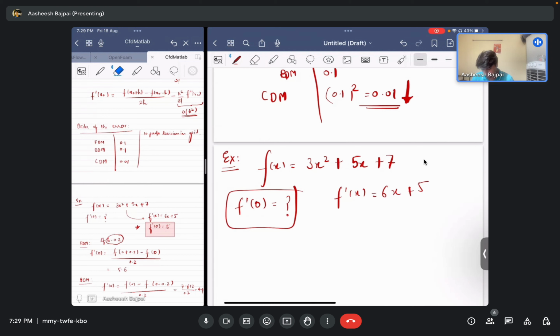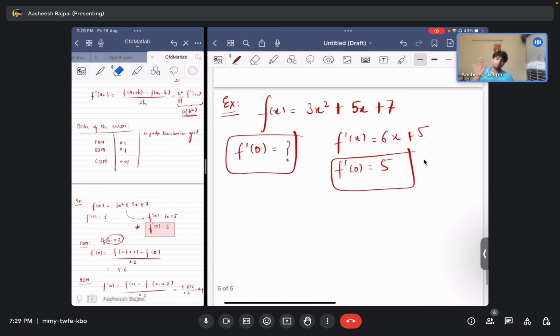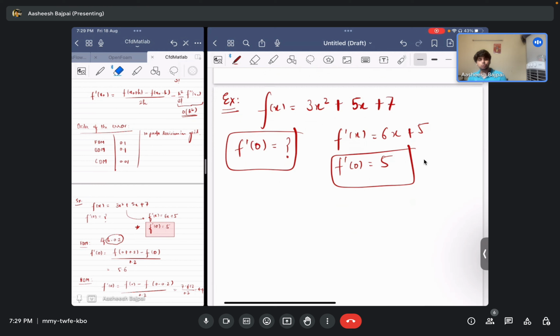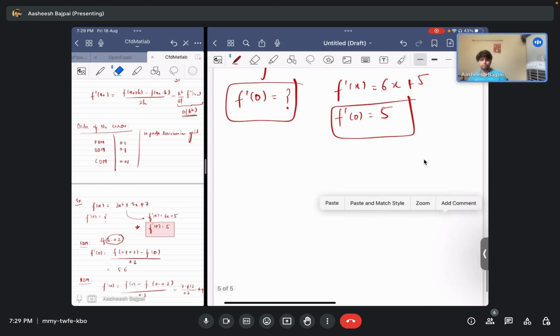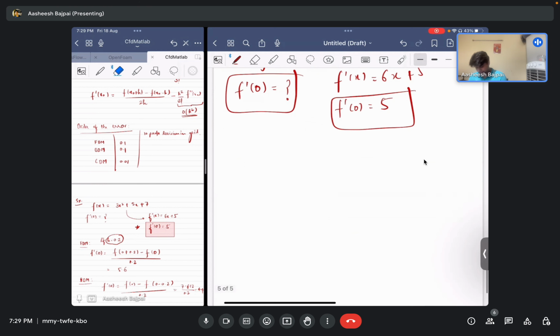Okay, and if we apply x is equal to 0, f dash 0, what will be the value? The value will be 5. Okay, but suppose we don't know the direct method, we want to do it through the finite difference method, or a forward difference or backward difference method, any method. Let's take the forward difference method. What will happen if we have selected h is equal to 0.2?